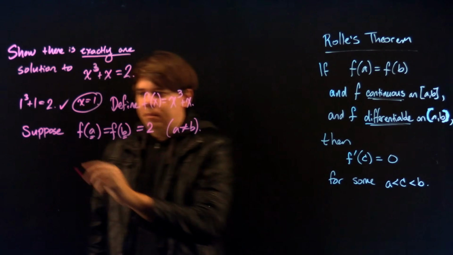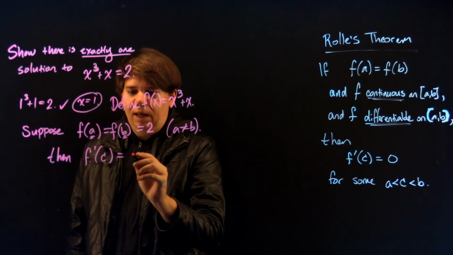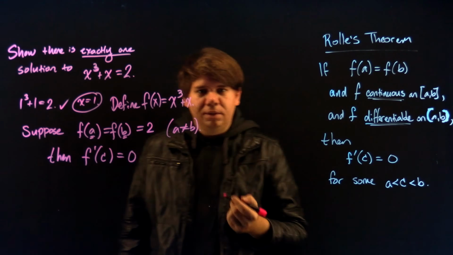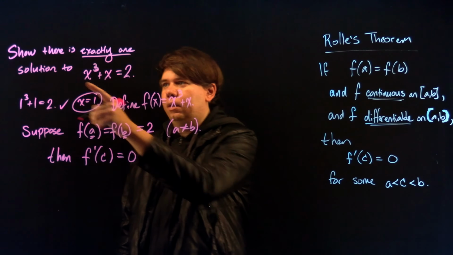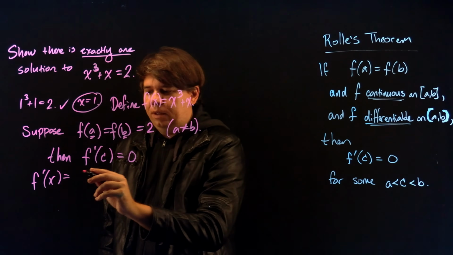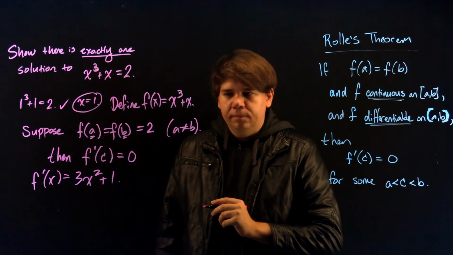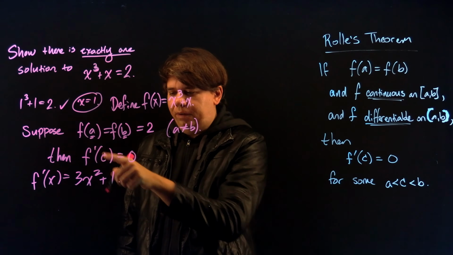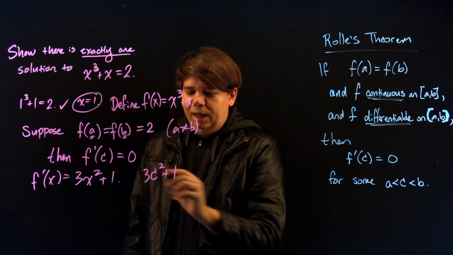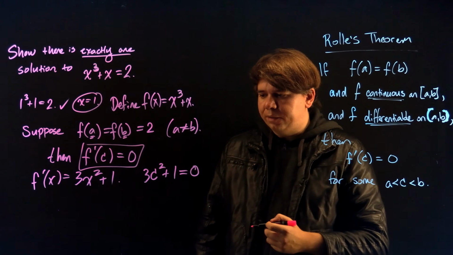Then by Rolle's theorem, you would know that the derivative of your function has to be 0 somewhere between a and b. There's some value where my derivative comes out to be 0. But what is my derivative? If this is my function f of x, then my derivative will be just 3x squared plus 1. So that means that the derivative at some place c would be just 3c squared plus 1, and that has to be 0 somewhere, right?